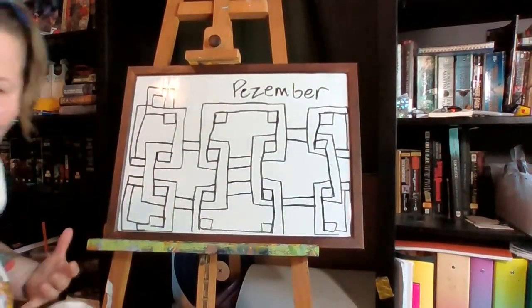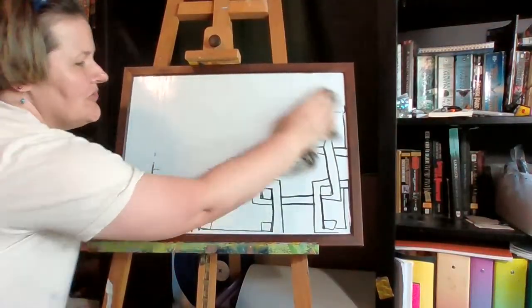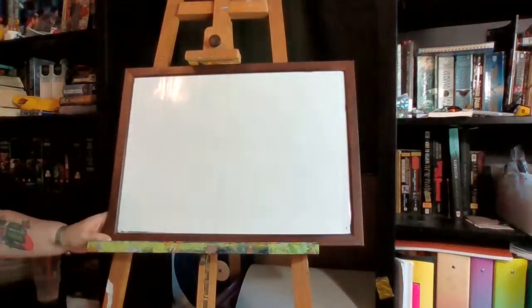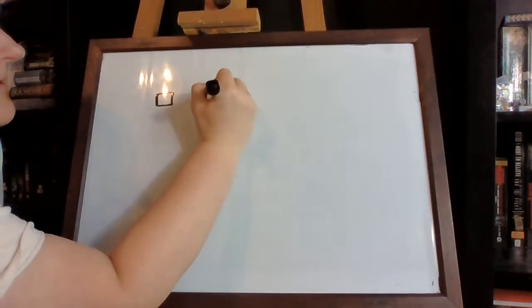So let's do some practicing of the patterns. Go ahead and grab something new to draw on, or a new sheet of paper. I'm going to start with that Pezember, because that one, I wonder if I can make that one connect with C chain anyway.